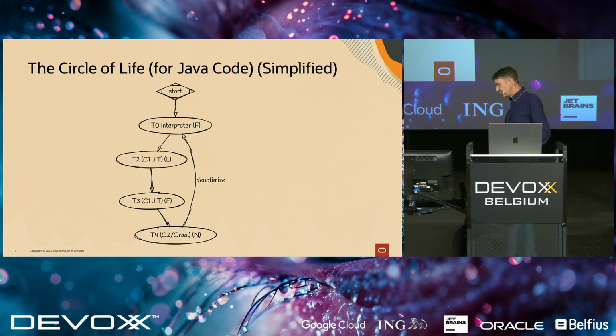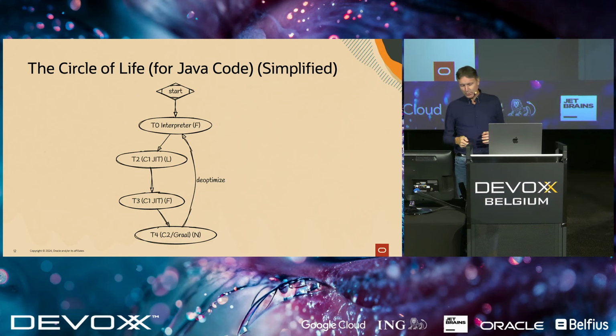And actually, the C2 compiler is able to speculate. Suppose that we call a method with something that's always null 30,000 times. Then the compiler can speculate and say, oh, I think that this will always be null.